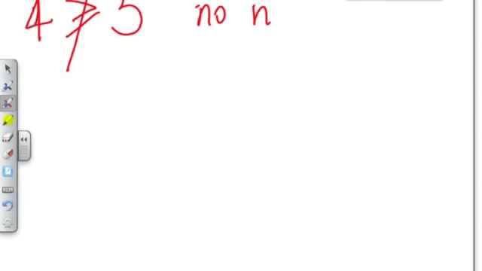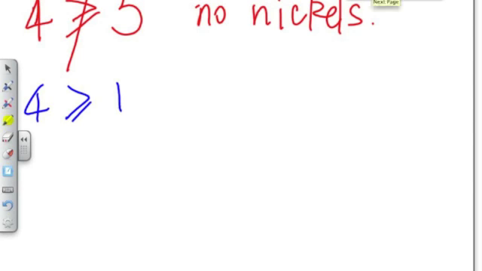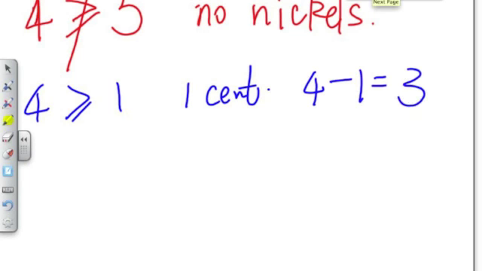So now we come to nickels. A nickel is 5, but 4 is not larger or equal to 5, so no nickels. So we come to the next largest denomination of coins, which is 1. 4 is larger or equal to 1, and we will use our first cent, and it will become 3. Oh, here it is pennies.